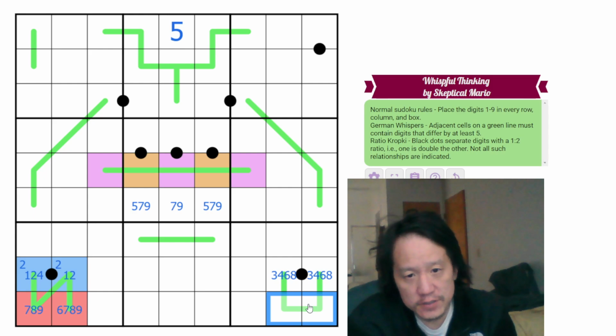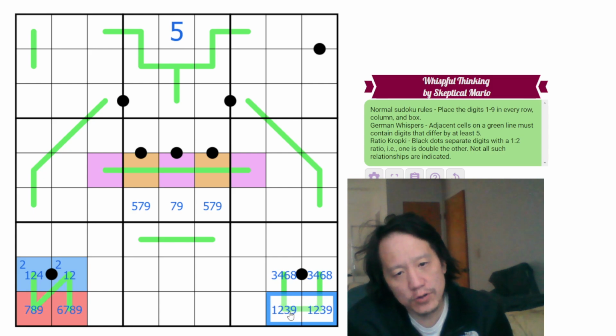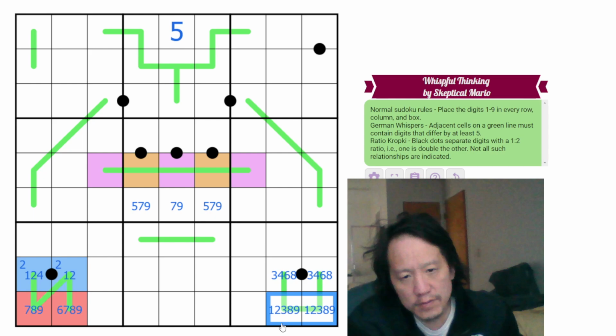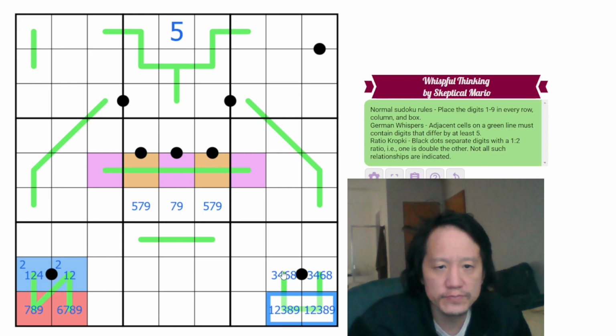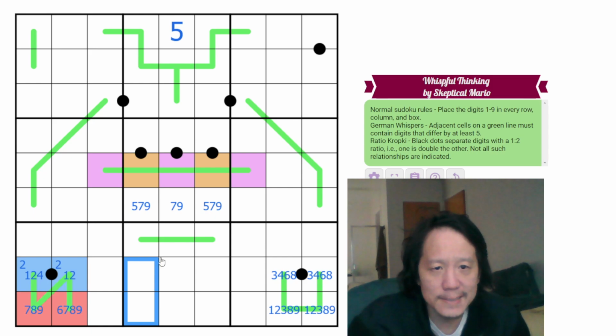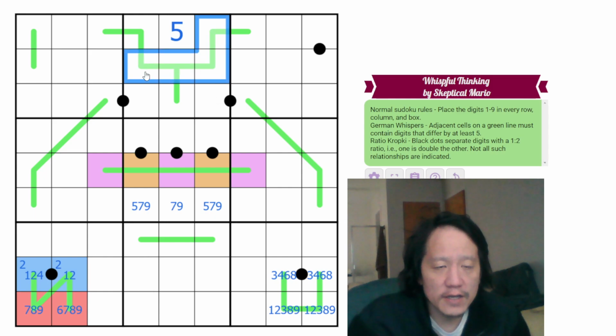Interesting. So this is 9 with 1, 2, or 3, or it's 1 with 8 or 9. We're not sure. Yeah, that's that. This can't be 5, but either of these could be 5. 7 and 9 both have to be here, because it cannot be in either of these two spots.